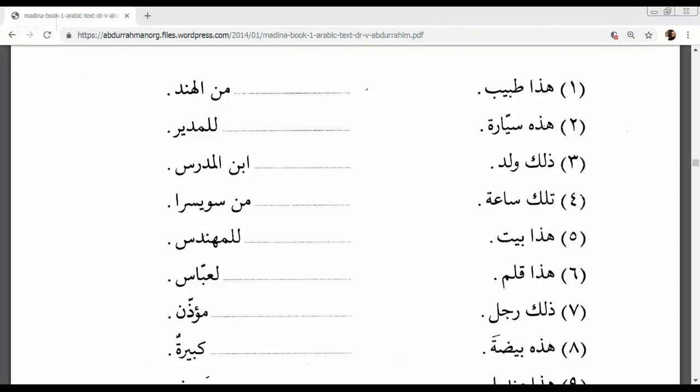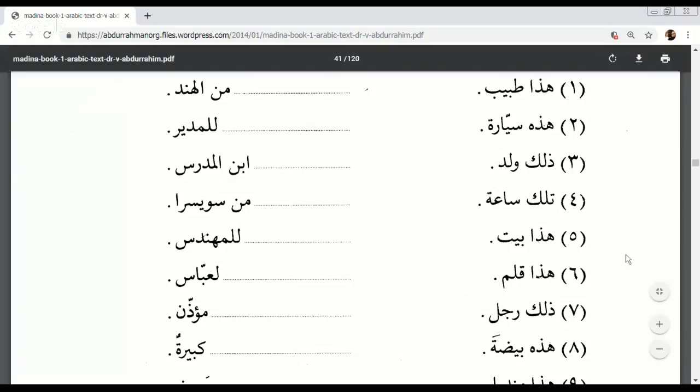Today, we will continue from where we left off, which is in Ad-Dars al-Thamin, the 8th lesson, on page 44. All right, so let's get started. Let's get straight into it, inshallah ta'ala. Okay, so here you can see an exercise.